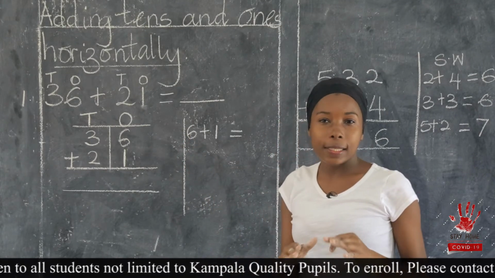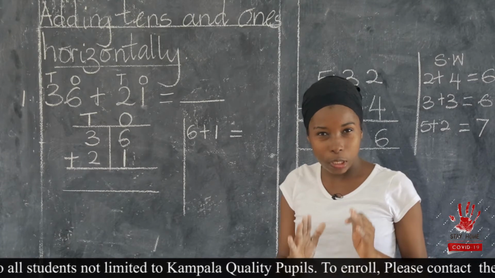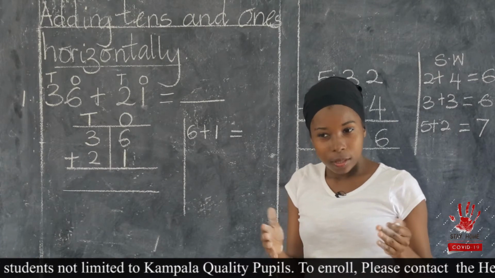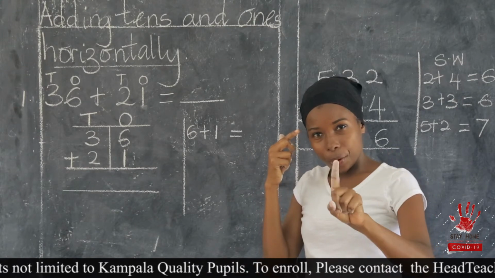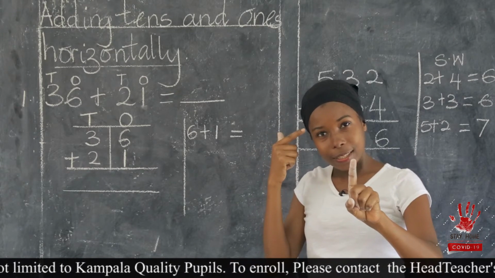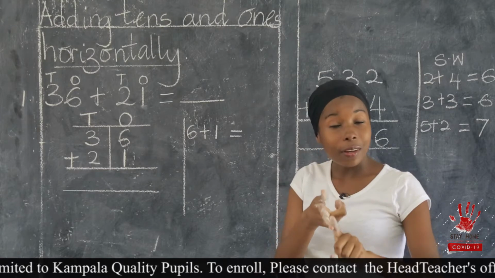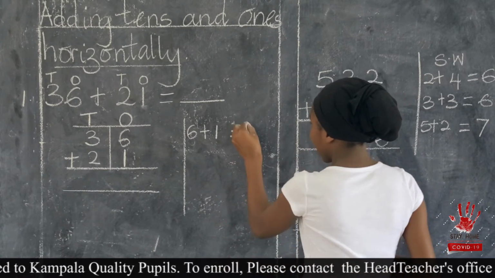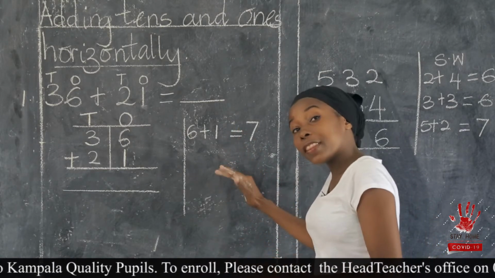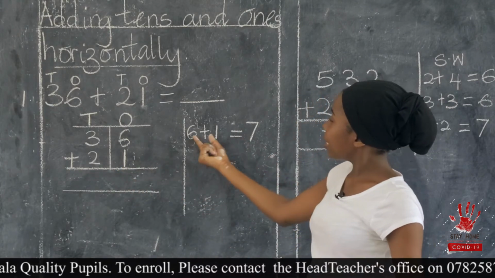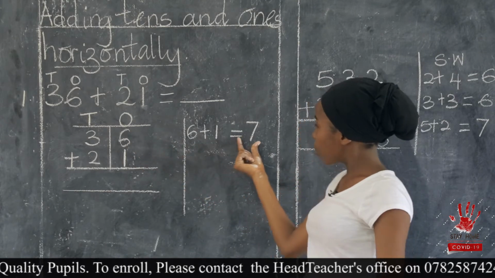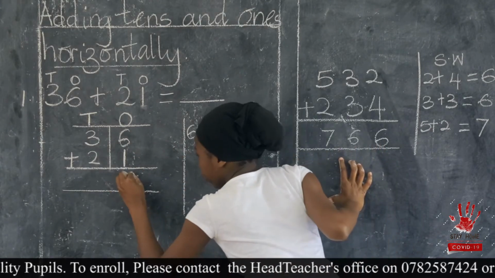So 6 in your head. Everybody put 6 in your head. I've put 6 in my head and 1 on my finger. So I'm counting 6, 7. So my answer is 7. Put the 7 there. We said you don't leave it there. You have to put it where it's supposed to be. And I've been dealing with numbers under ones, so I'll put my 7 under ones.